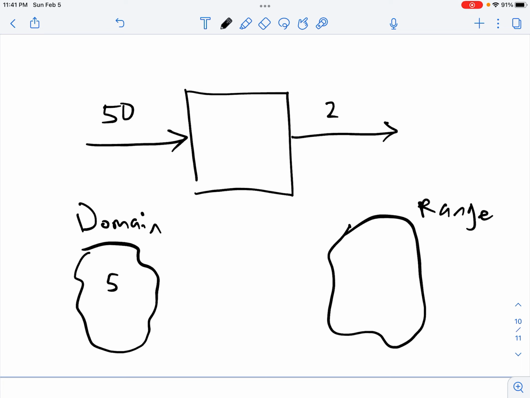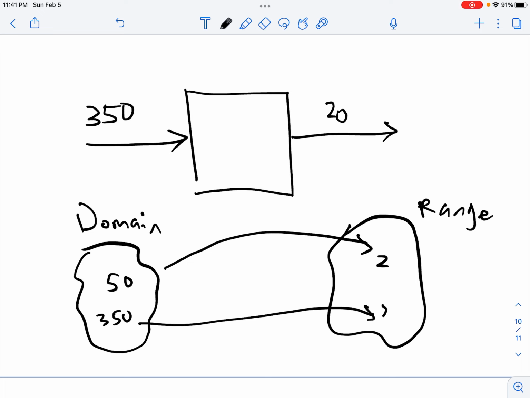So 50 pounds goes to the number 2. Now let's say you have someone come in who weighs 350 pounds. Then it's going to be something different, maybe 20, for example. And let's say you get someone in between. I'm about 200 pounds, and let's say for me it would be 10 or something like that. Okay, so you imagine this function.